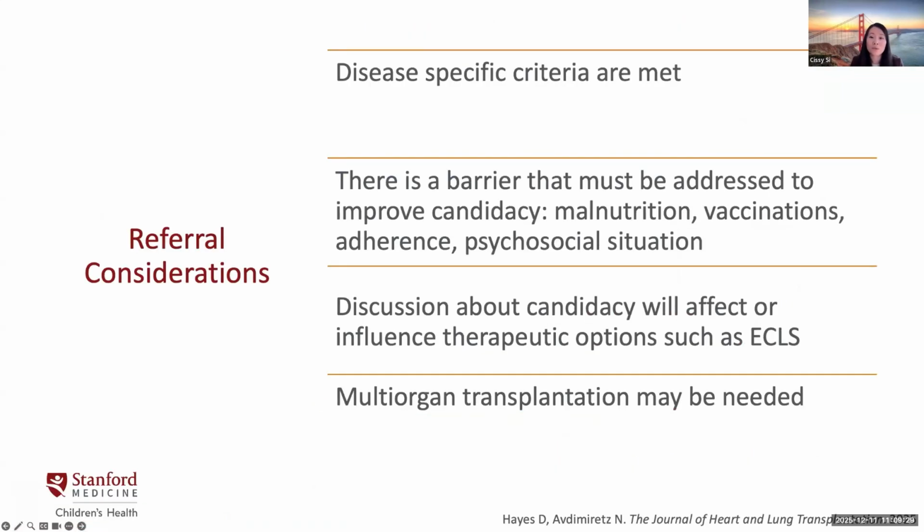So when should people refer for lung transplant? New consensus guidelines from ISHLT give these 4 criteria. So really, disease-specific criteria first and foremost must be met. Patients must have end-stage disease. If you are thinking that they need a lung transplant, but there is a substantial barrier that needs to be addressed, such as malnutrition or psychosocial factors, refer early so that this can be overcome.